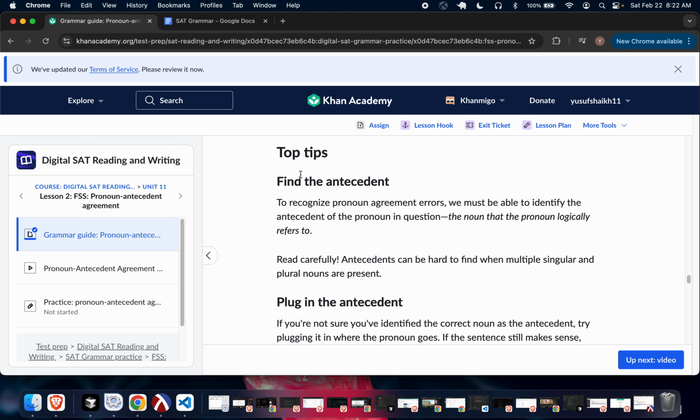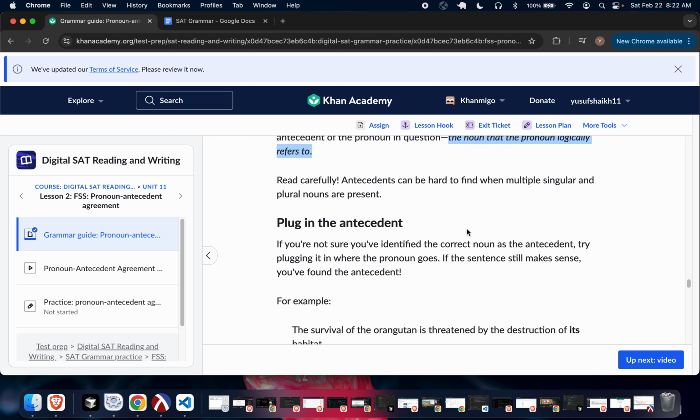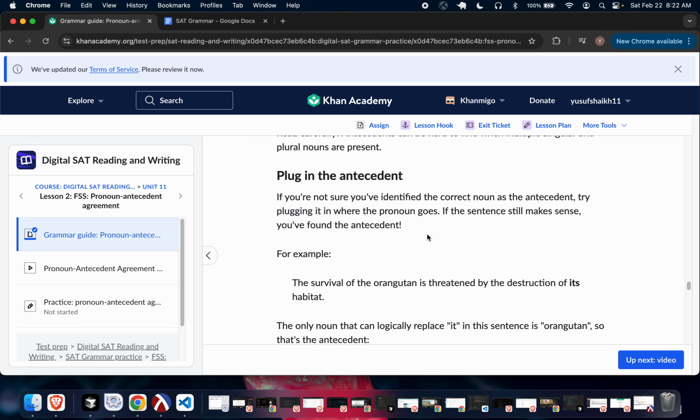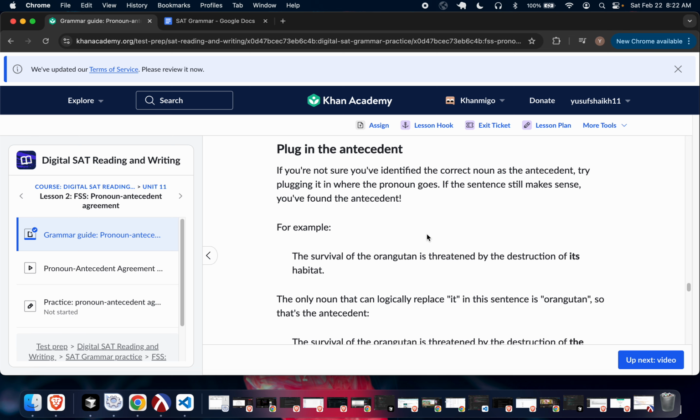Okay, tips. So first, find the antecedent. To recognize pronoun agreement errors, we must be able to identify the antecedent of the pronoun in question. And again, the antecedent is just a noun that the pronoun refers to. Other tips: plug in the antecedent. If you're not sure if you've identified the correct noun as the antecedent, try plugging it in where the pronoun goes. If the sentence still makes sense, you found the antecedent.